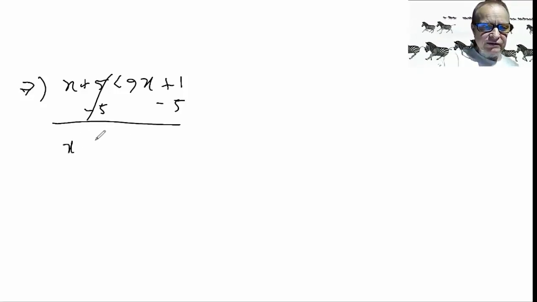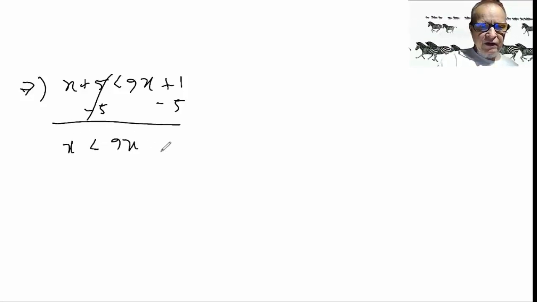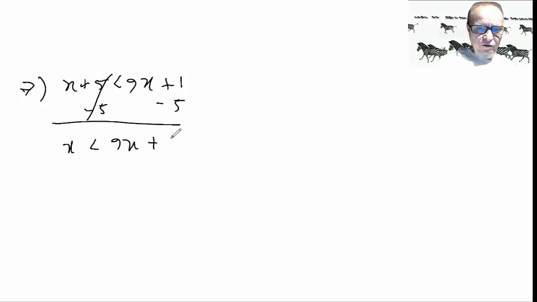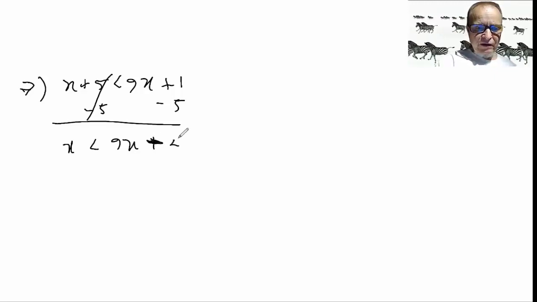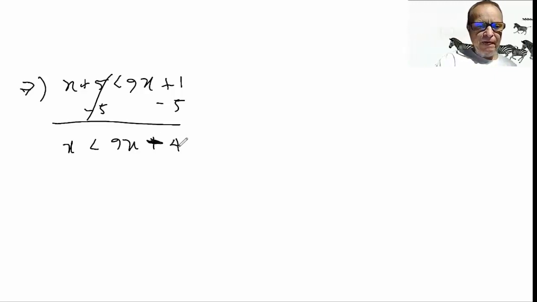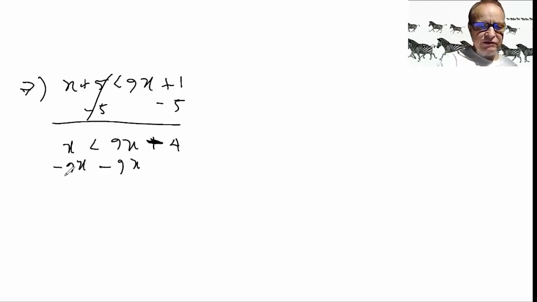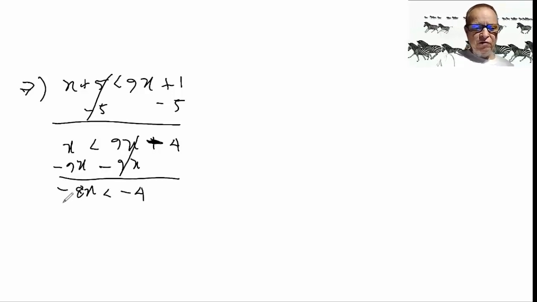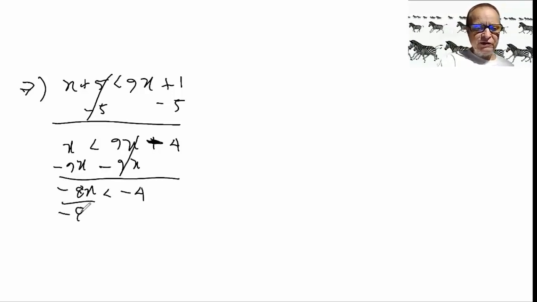So I have x is less than 9x plus 4, minus 4, minus 4. And then I have negative 9x, and that means I'll have negative 8x is less than negative 4. Uh-oh, an issue comes up here because, again, I'm dividing by a negative number.